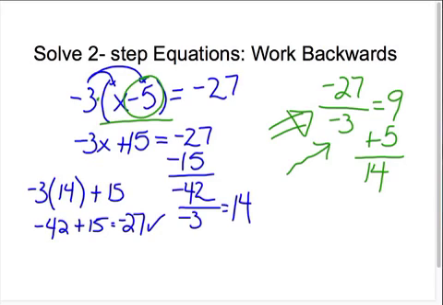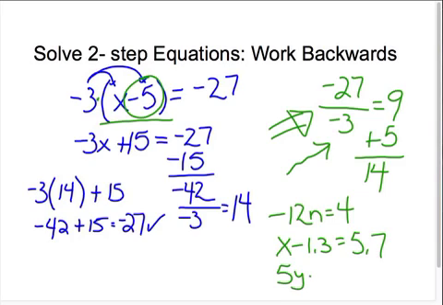Practice a couple more of these at home. What I'd like you to try is minus 12n equals 4. Give yourself some space in your notebook to try it. x minus 1.3 equals 5.7. And finally, a two-stepper, 5y minus 6 equals 59.